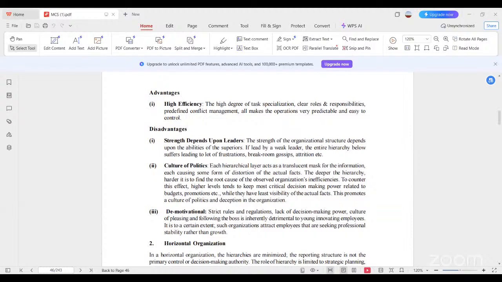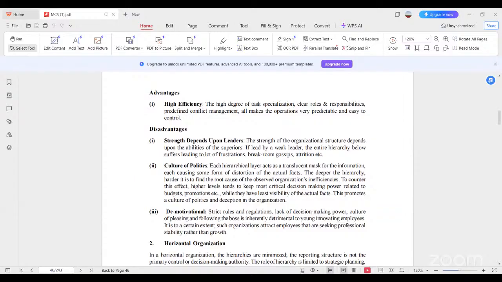At the same time, what are the cons of it? Disadvantages. Strength depends upon leaders. What do you mean by this? The effectiveness of the entire hierarchy depends on the quality of leadership at the top. If leaders are inefficient, biased, or poor communicators, what will happen? The entire system suffers. Like a weak department head who demotivates faculty and creates confusion among peers. Ultimately, what will happen? It leads to resignations and gossip.